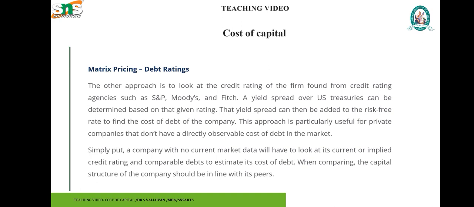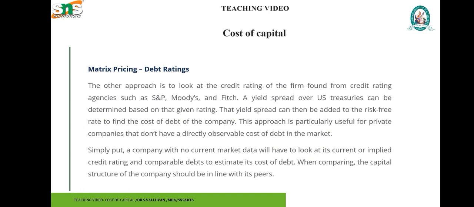This approach is particularly useful for private companies that don't have a directly observable cost of debt in the market. Simply put, a company with no current market data will have to look at its current or implied credit rating and comparable debts to estimate its cost of debt. When comparing, the capital structure of a company should be in line with its peers.